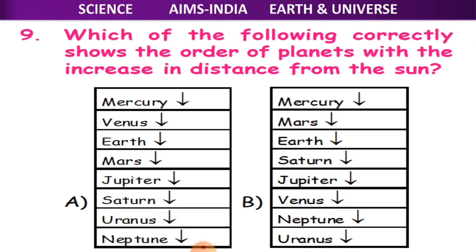Now here, children, which of the following correctly shows the order of planets with the increase in distance from the sun? So which is increasing in distance from the sun? We have to show the order of the planets in a correct way. Okay, children, so let us see.